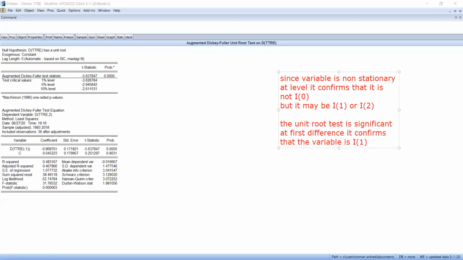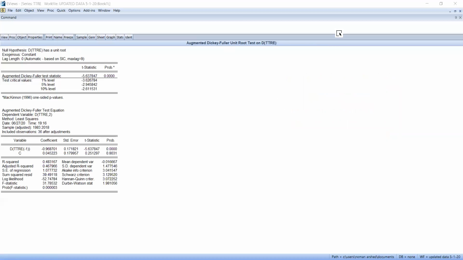So similarly, all of your variables should be I1 before you use the Johansen approach. Okay, so this way you can check all the variables and confirm that they are I1 in nature. So this way this test is done.